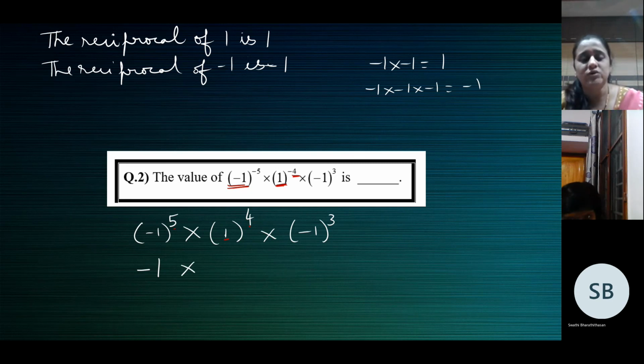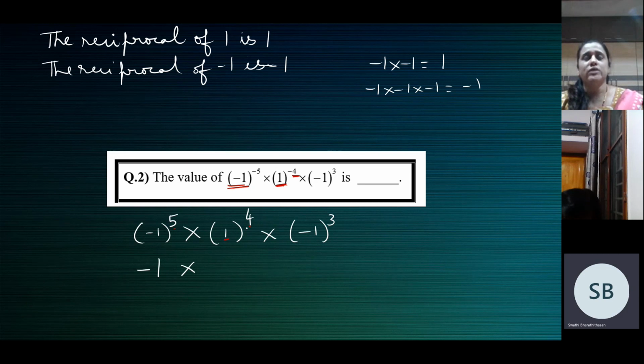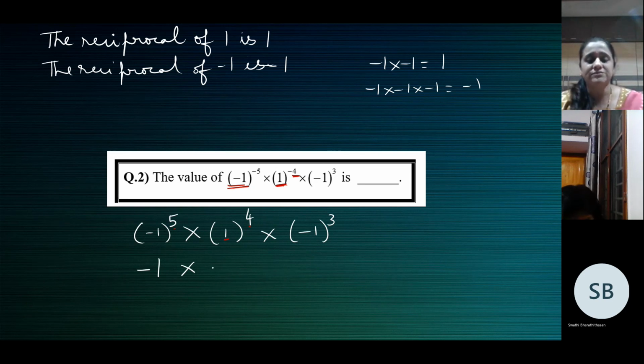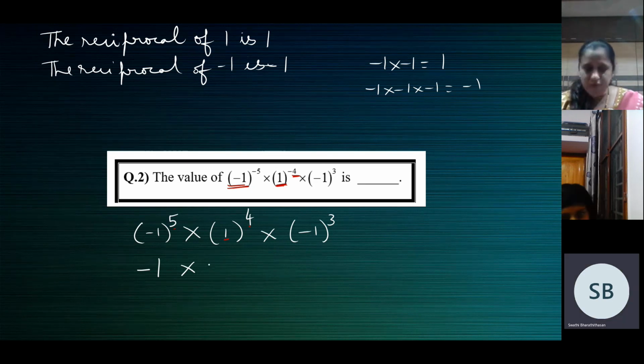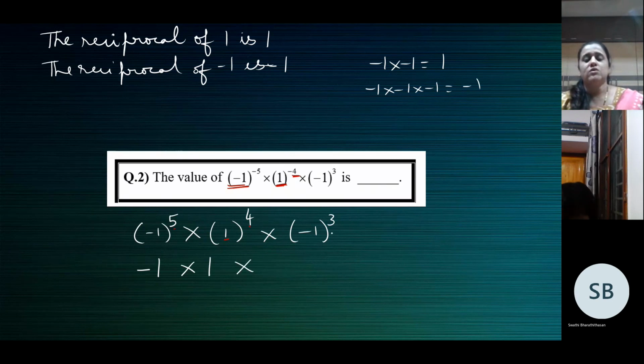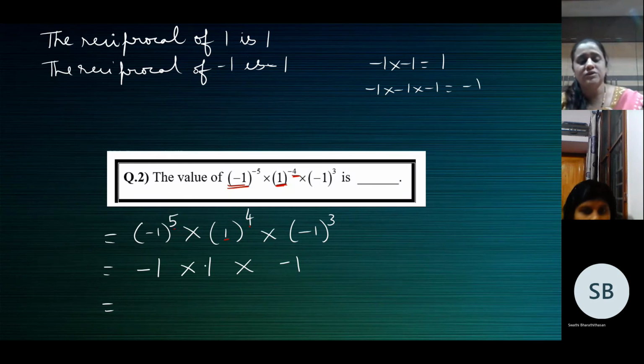What is the value of 1 to the power 4? 1 into 1 into 1 into 1. What's the answer? 1. What is -1 into -1 into -1? Because it is -1 raised to the power 3, so it is -1 into -1 into -1. What's the answer? -1. Now what's the final answer? 1 into 1, 1. Minus into minus, plus. So the answer is +1.